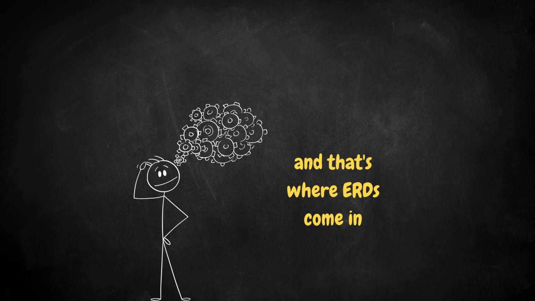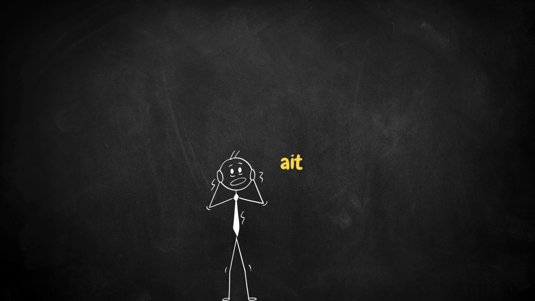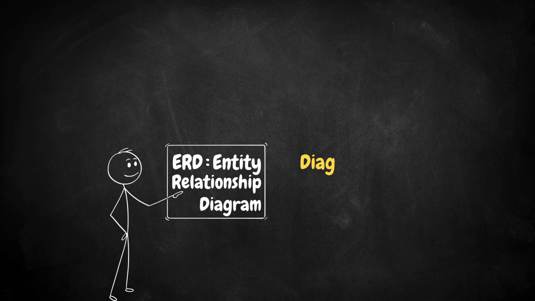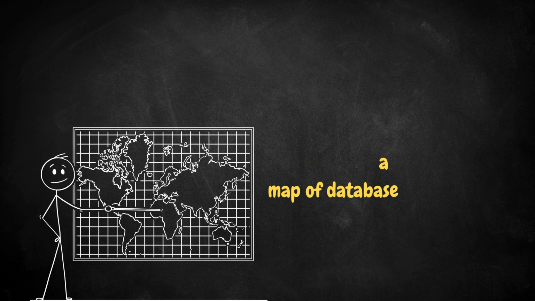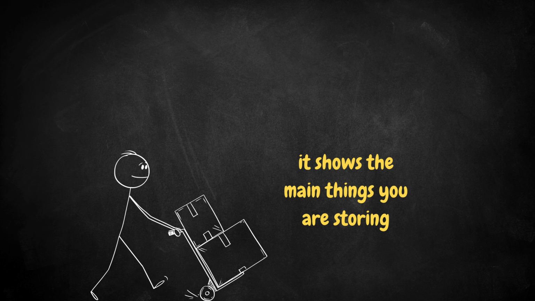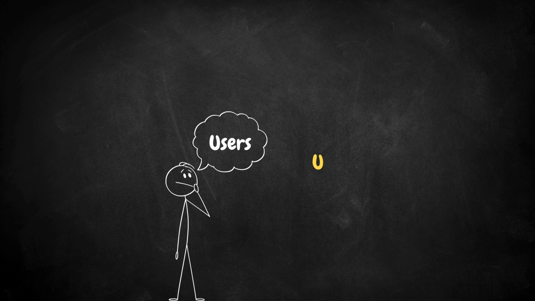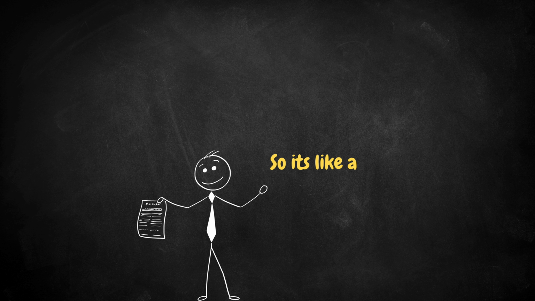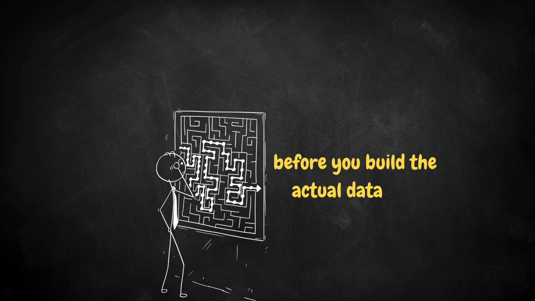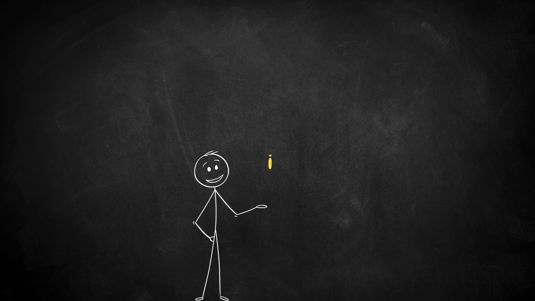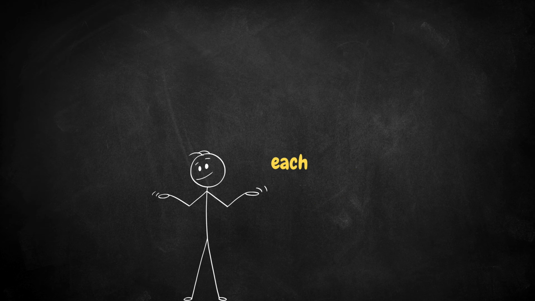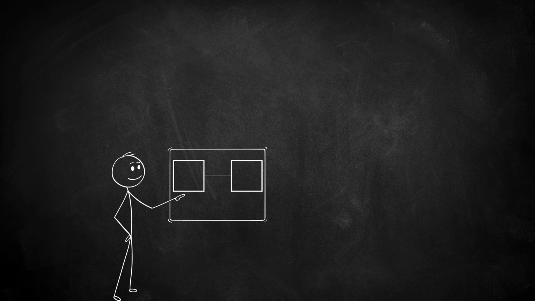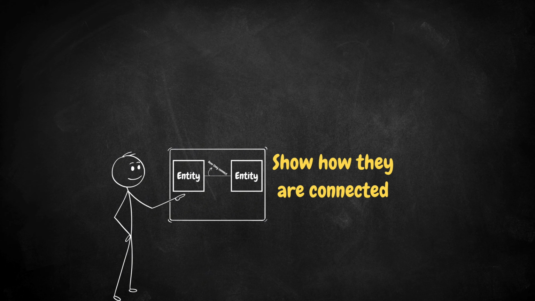And that's where ERDs come in. Okay, wait, what's an ERD? ERD stands for Entity Relationship Diagram. It's basically a map of a database. It shows the main things you are storing, like books, users, or orders, and how they are related to each other. So it's like a blueprint before you build the actual database? Exactly. It helps you plan everything out. Each box in an ERD represents an entity, like a table, and the lines show how they are connected.